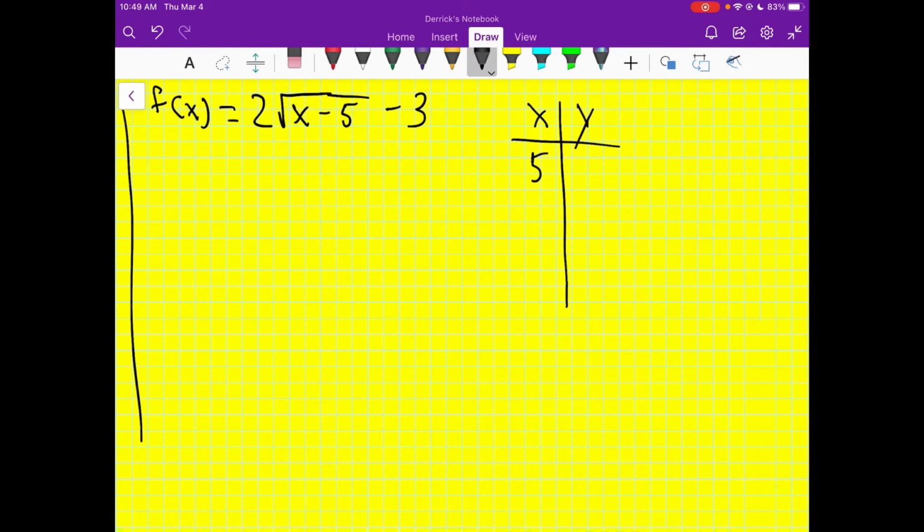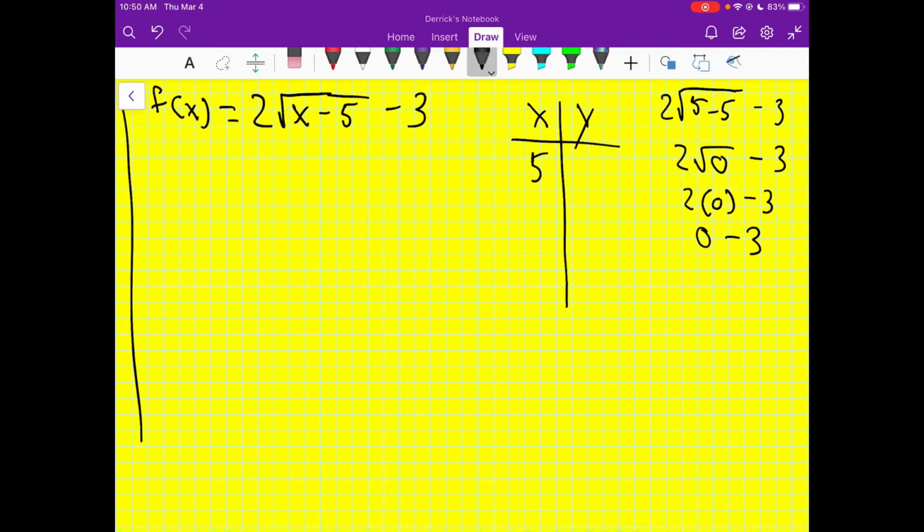Meaning, if I plug 5 in, I've got 2 square root of 5 minus 5, minus 3, which gives me 2 square root of 0. The square root of 0 is 0. 2 times 0 is 0. And so it looks like if I plug in 5, I get negative 3 as my y value. That's going to be our starting point for our graph. So that's a very important point.